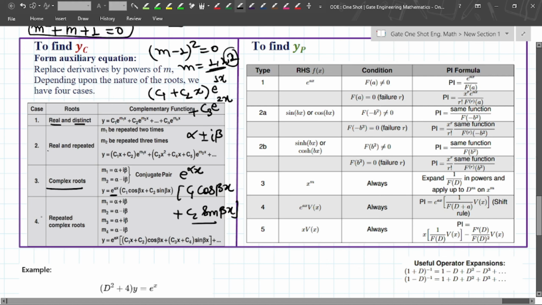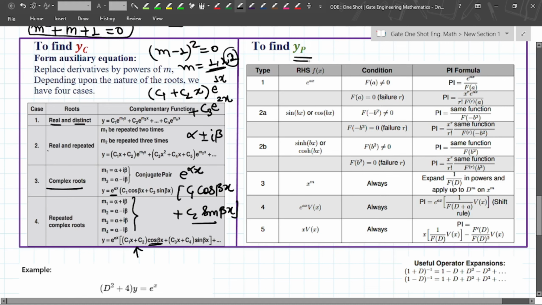If the complex roots are also repeating, you are just going to write the same case, with c1 x plus c2 in the cos of beta, and the next one is c3 x plus c4, because it is repeating in the same pair, because complex roots occur only in pairs. So these are the concepts.